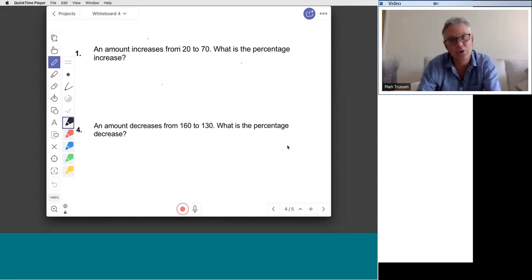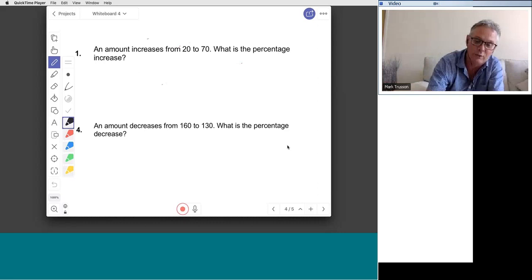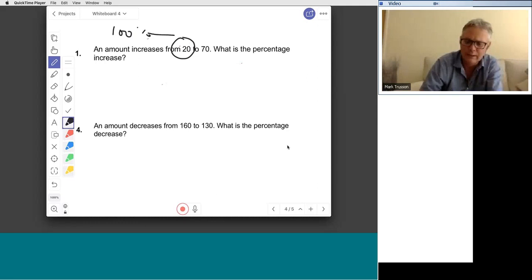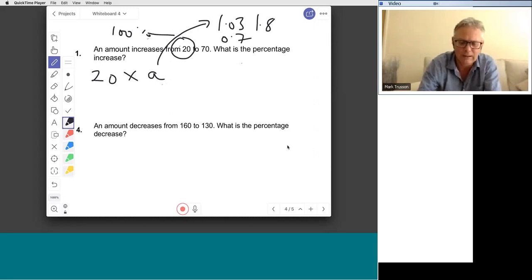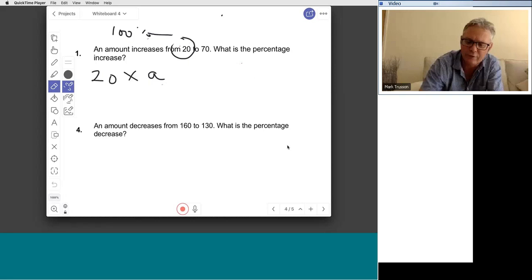Now, if you remember what we did before, we looked at the original sum, we called that 100%, and then we took that amount and multiplied it by the decimal of whatever the percentage was. But we don't know what the percentage is in this type of question, so we are going to use a little bit of algebra and call it A. Remember we had something like 1.03 for 3%, or 1.8 for 80%, or 0.7 if we're decreasing it, a decrease of 30%. So we don't know what that is, and we need to work that out. It could be one of those three things, could be something completely different. But our answer is going to be 70. We know that whatever we've done, we've increased it, and we've got 70. It is an increase because it's gone up from 20 to 70.